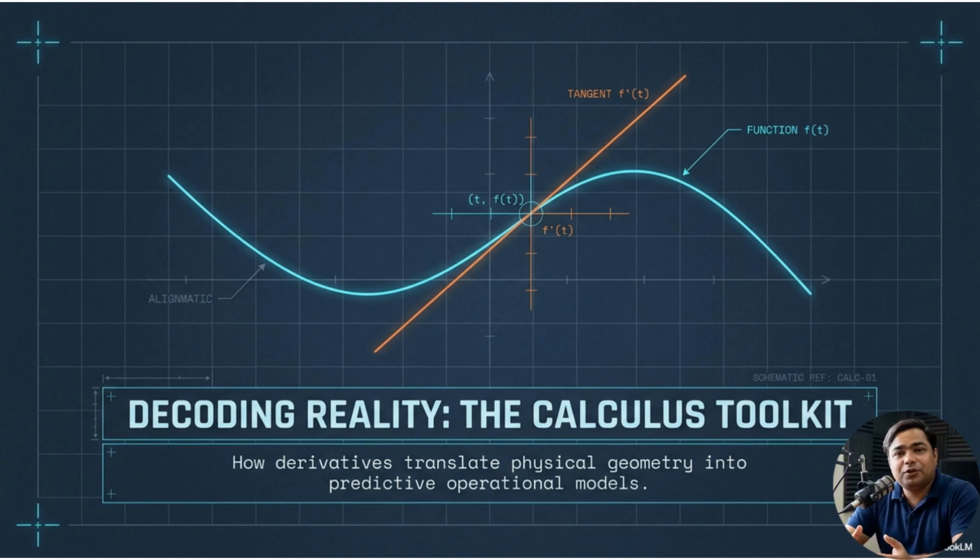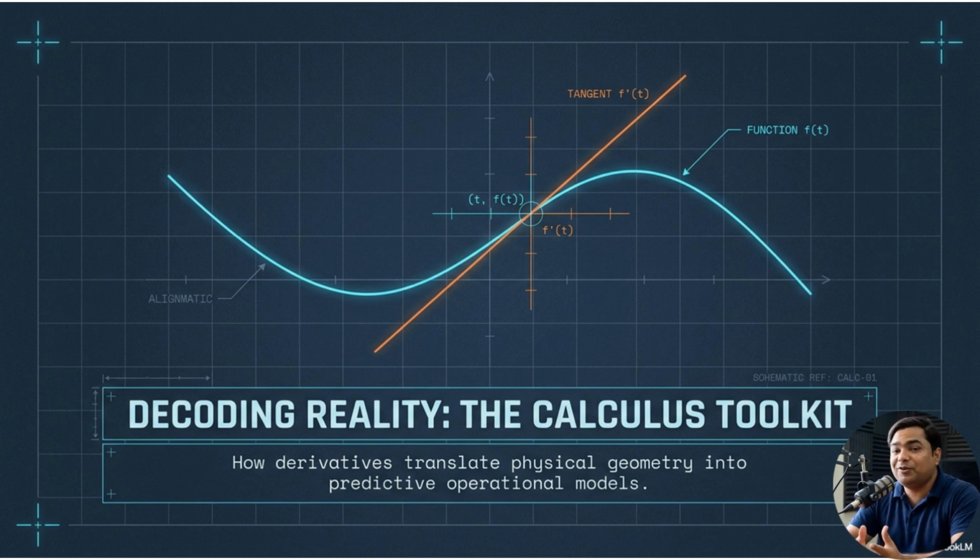Hello everyone. Today we are going to learn calculus not only as a mathematical subject but as a practical toolkit for understanding real world motion, change and optimization. Many students think calculus is only about formulas, but in reality calculus helps us answer very important questions. For example, how fast is something moving right now? How does one changing quantity affect another? How can we estimate complicated values without doing heavy calculations? And how can we find the maximum or minimum point of a real physical system?